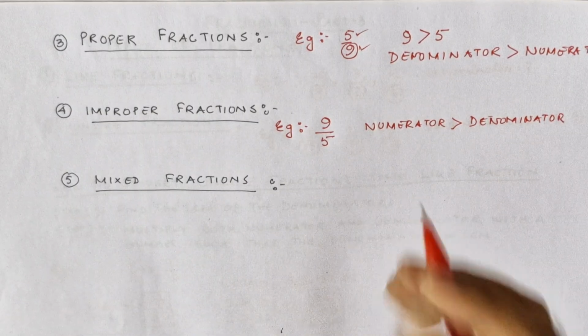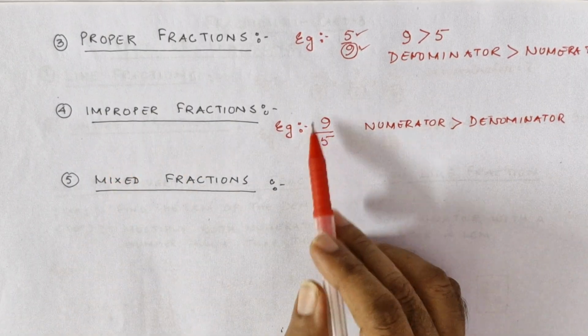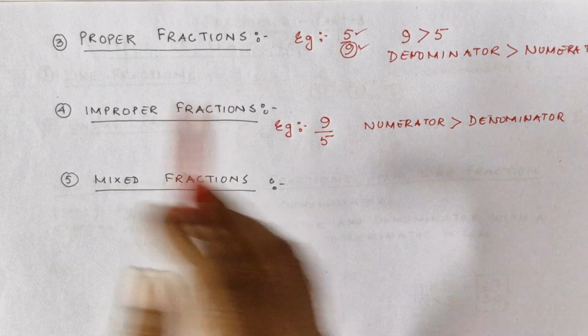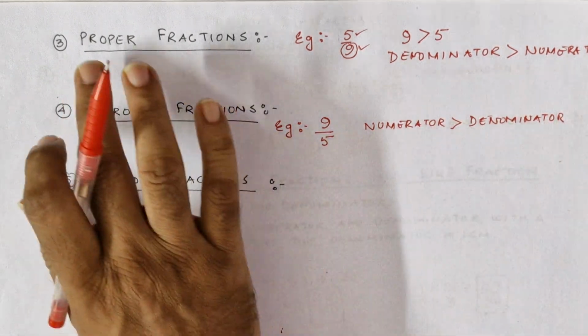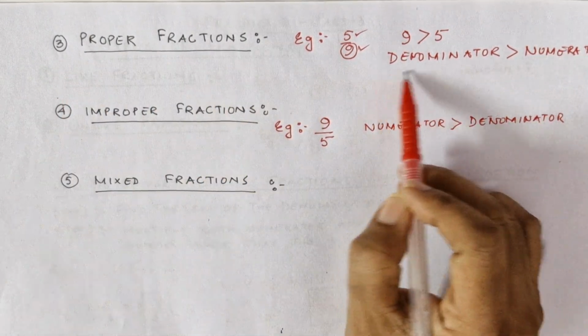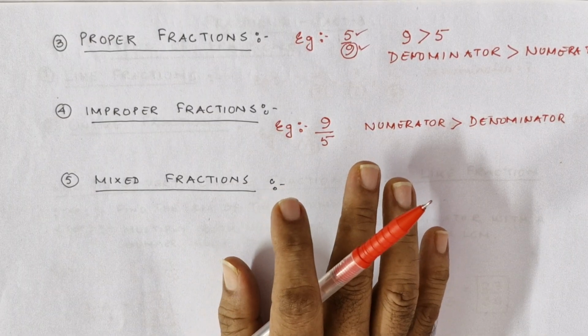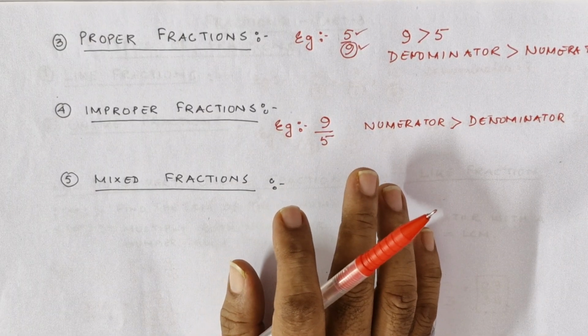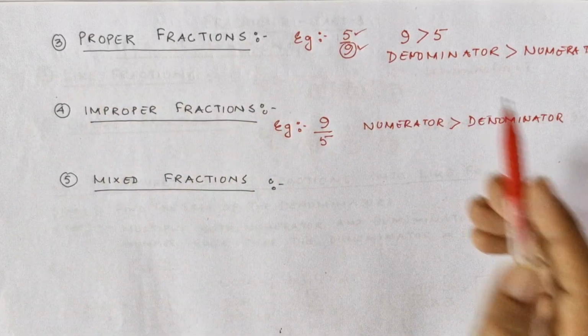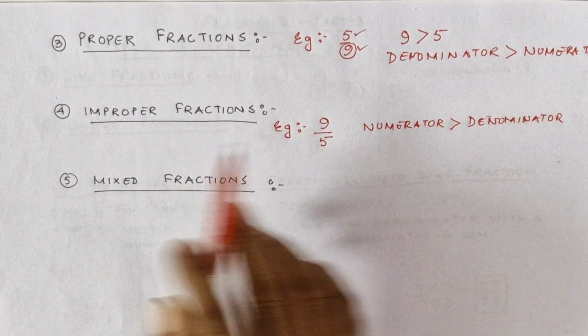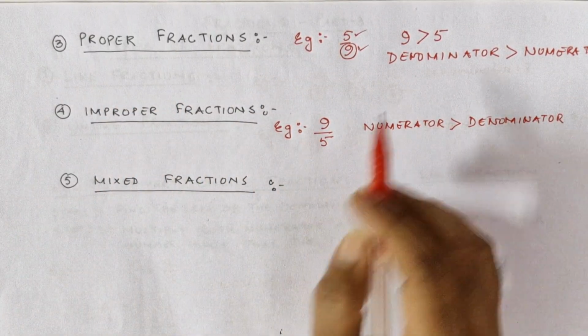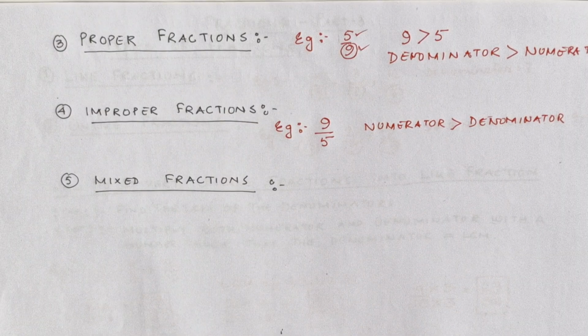So we can say that in improper fractions the numerator is greater than the denominator, and in proper fractions the denominator should be greater than the numerator. So this is the basic difference between proper fractions and improper fractions.